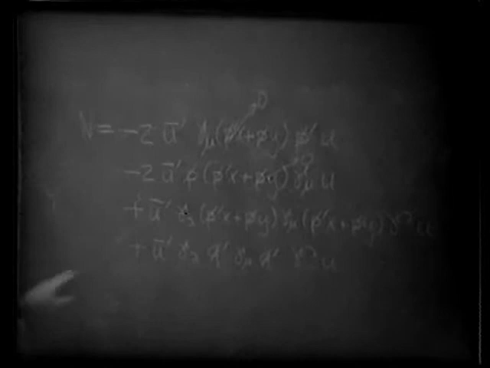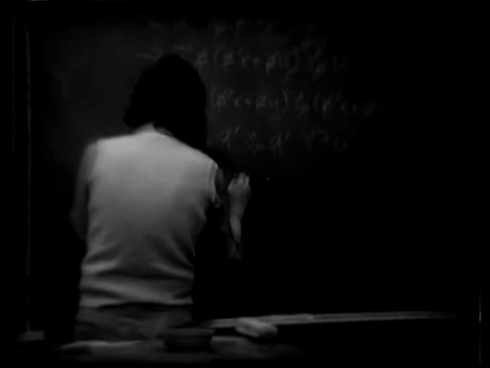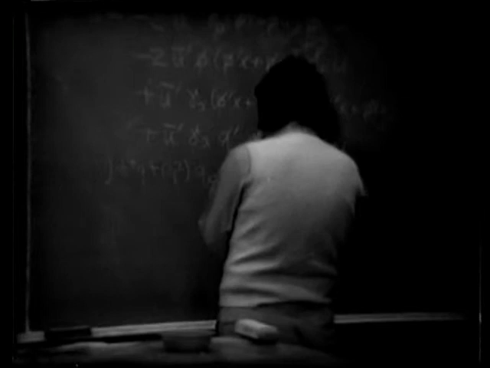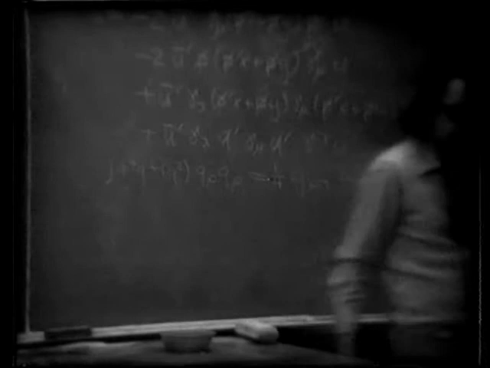Now, I will begin by looking at what is the most awful appearing term. I make the following observation. The integral d4q, a function of q squared, times q rho, q sigma, must be, because the integration is completely Lorentz invariant, proportional to g rho sigma. In fact, the constant of proportionality is 1/4, as you see as soon as I write down the formula. The 1/4 is checked by taking the trace of both sides and observing that that makes them equal.